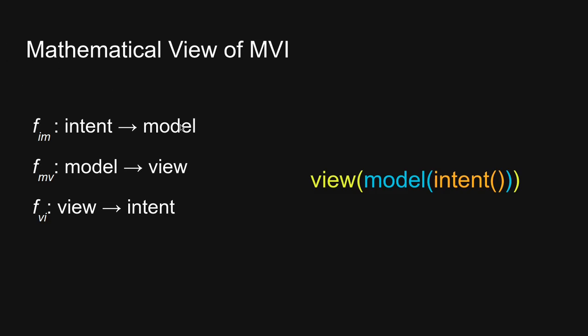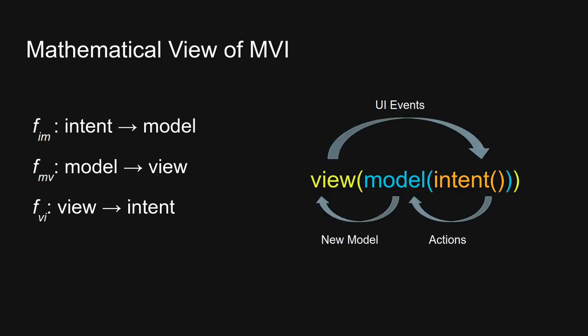As you can see in the diagram on the right side, we have a function called intent. This function produces actions that are consumed by the model function, and then the model produces a new model, which is a kind of state. This state is consumed by the view function, which produces UI events, and those are consumed by the intent function. So that's the whole cycle, and you can see all of this goes in just one direction.